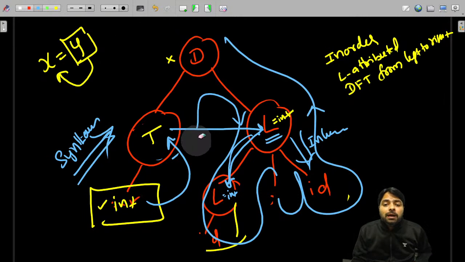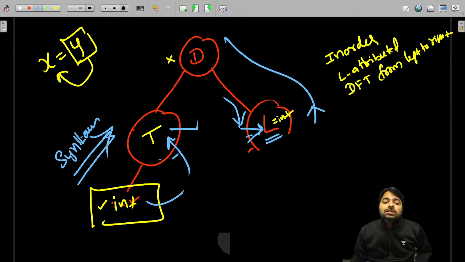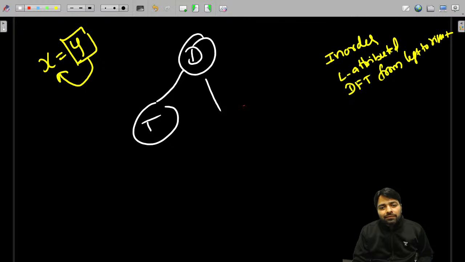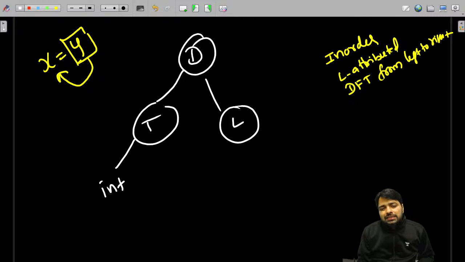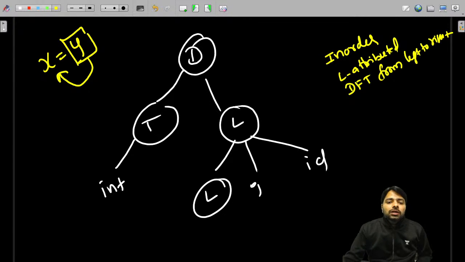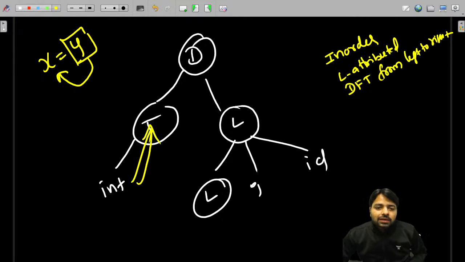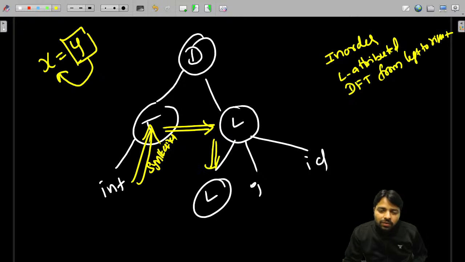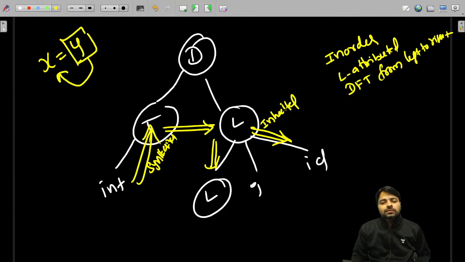And if you are looking at this problem one more time, because you will understand what exactly I am speaking, each time I am trying to explain in a different way. D, you have a T, you have L, and T you have int or float, doesn't matter, and L you have L, comma and ID. So what is happening here? You compute this information up to here. That is called synthesized concept. And this we pass to this as type, and then we will send it down. This is inherited concept. Clear this point? Here there is an ID also.